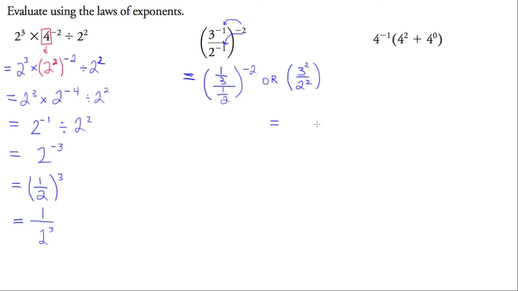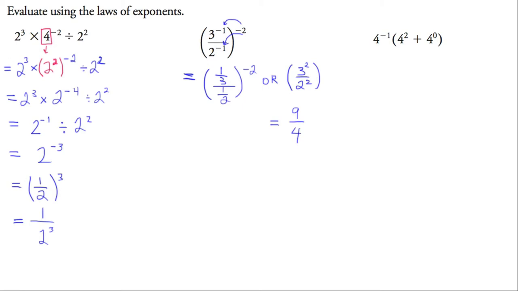If we're going to evaluate further, we can't do anything with laws of exponents because these are two different bases, both prime numbers, and we can't change them to be the same base. So this is simply 9 over 4.